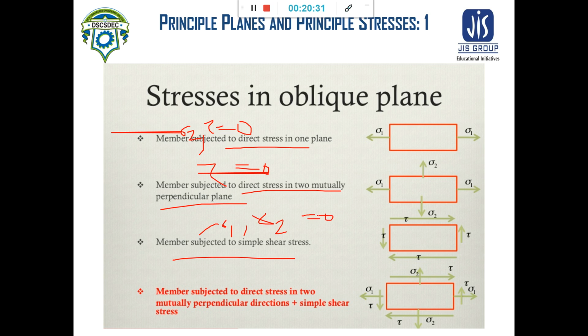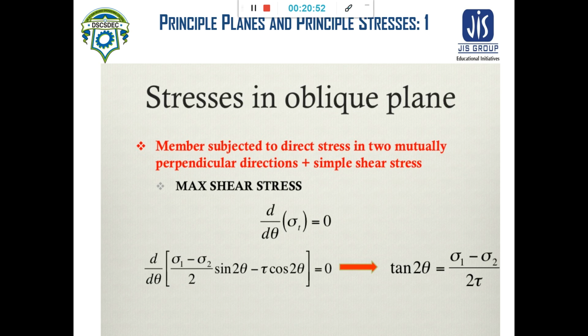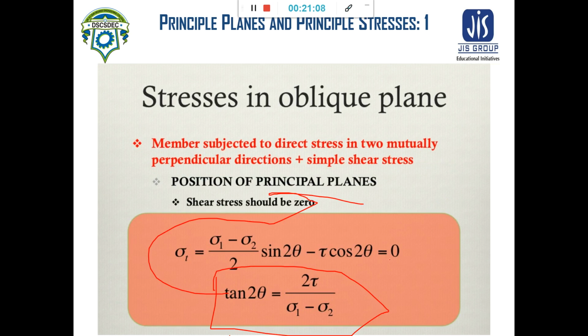Another thing is the position of the principal plane, that is tan 2 theta is equal to 2 tau by sigma 1 minus sigma 2. And the position of the maximum shear plane is tan 2 theta is equal to sigma 1 minus sigma 2 by 2 tau, which is completely the reciprocal. The position of the maximum shear stress is the reciprocal of the position of the principal plane, that is, the position of zero shear stress.